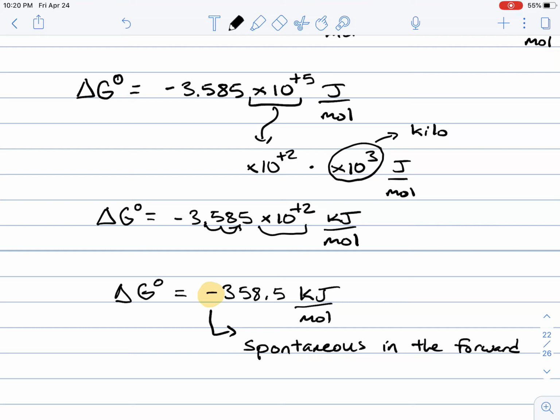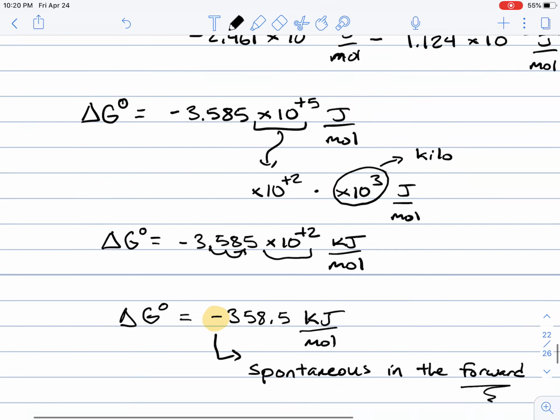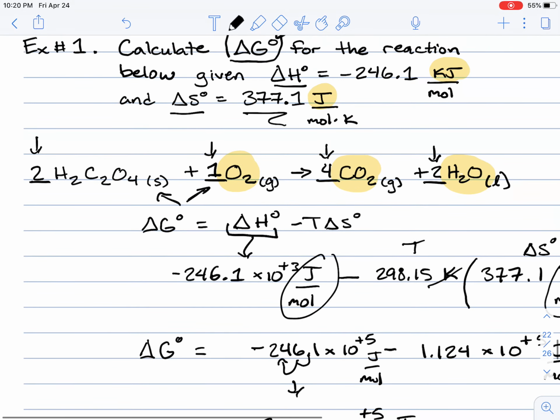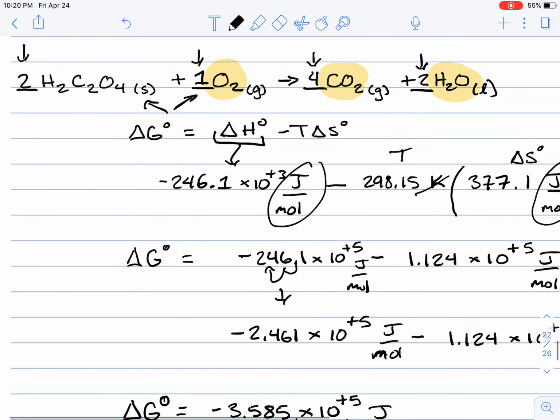And so why is it spontaneous in the forward direction? Because we're taking the difference between the products to the reactants. We're doing final minus initial. Now, if we're doing initial minus final, then we're talking about the reverse reaction.